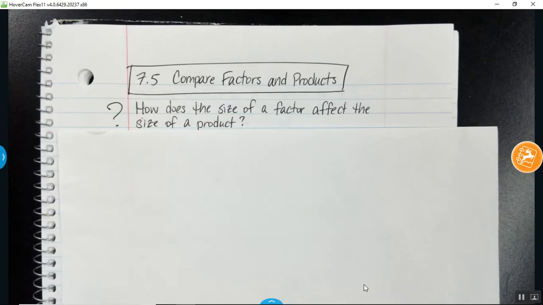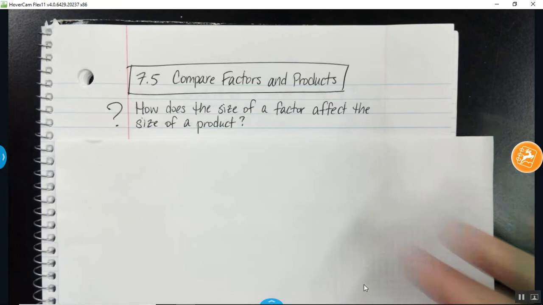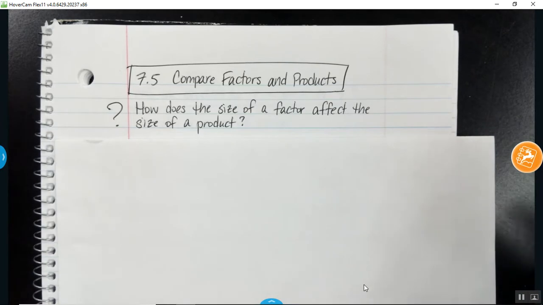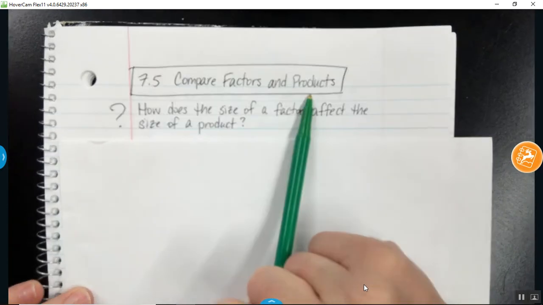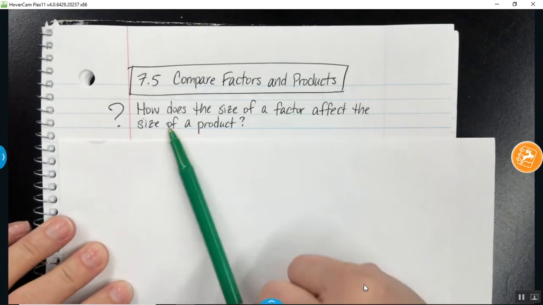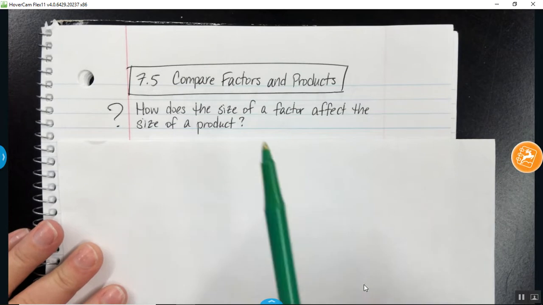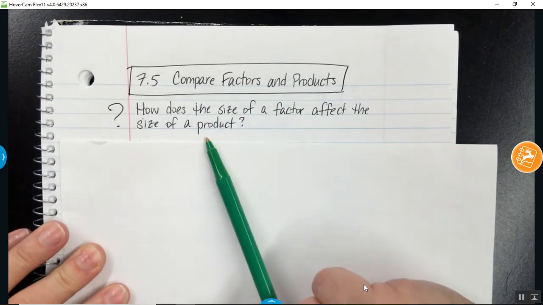Right, today we're not actually going to do any real complete multiplication. We're kind of like estimating. We're comparing the factors and the products, and I'll remind you what that means. So here's our big question. How does the size of a factor affect the size of a product?